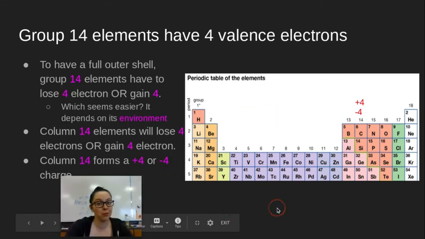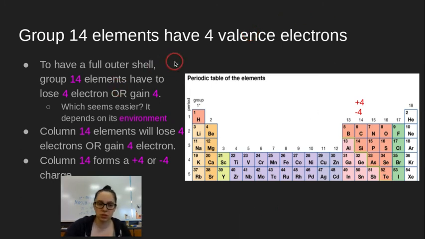Group 14 is really weird. And it's a bit tricky. They have 4 valence electrons, which means the toss-up is, do they lose 4 electrons or do they gain 4? It depends. Depends on the environment and depends on the atom. So our ability to gain and lose electrons in atoms has to do with the nucleus, because the protons are what is attracting the electrons to the nucleus. So it depends on the protons.